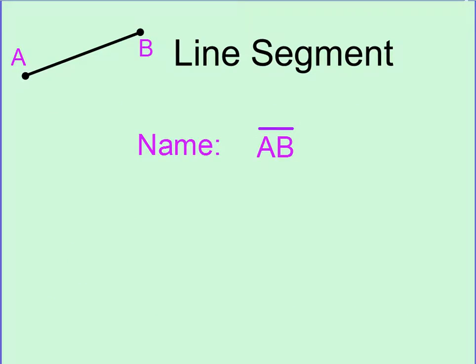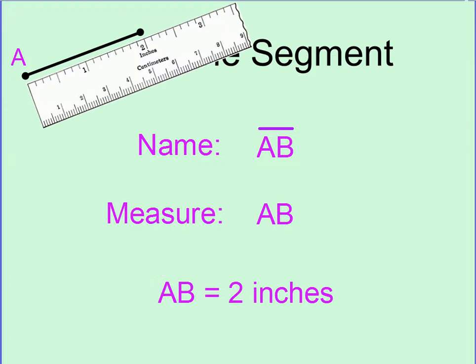Now, a line segment, unlike the other objects we've talked about so far, has a name, but it also has a measure or length. For instance, if I used a ruler to measure this line segment, I can see that it's approximately 2 inches long. In order to say that this segment is 2 inches long, though, you need to use the correct notation.